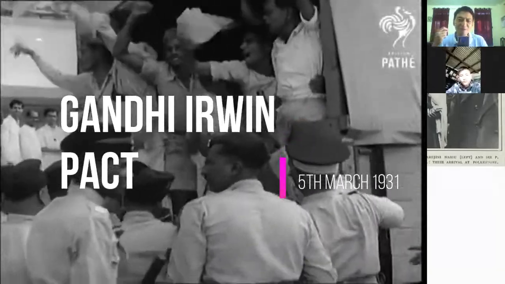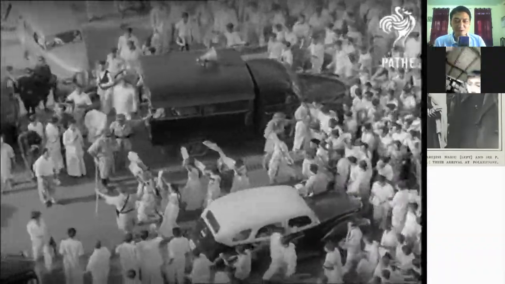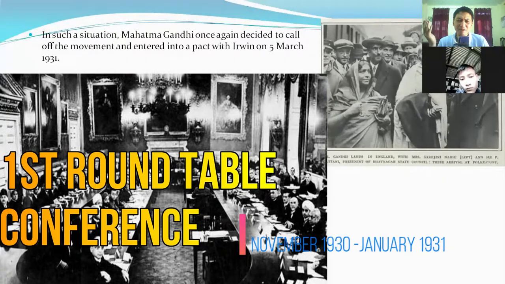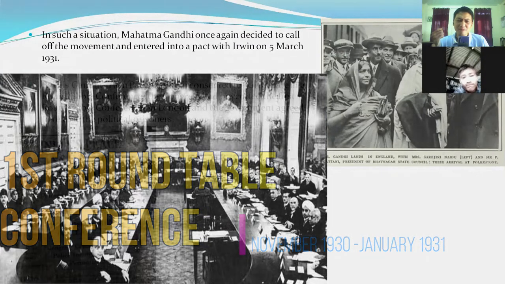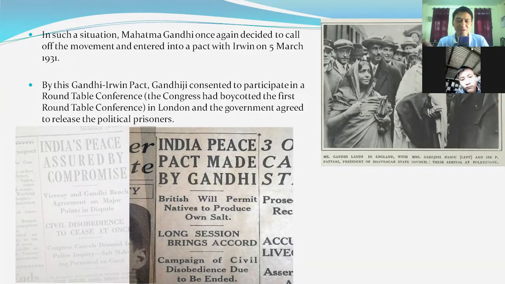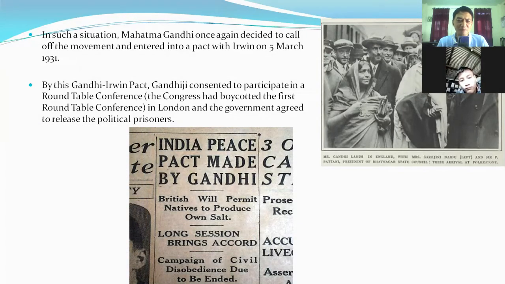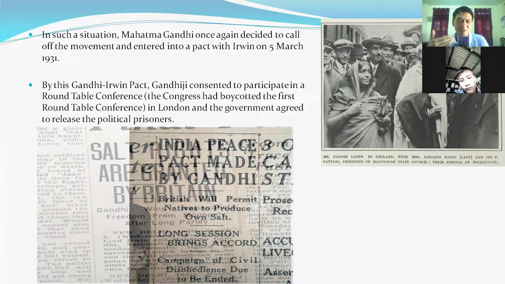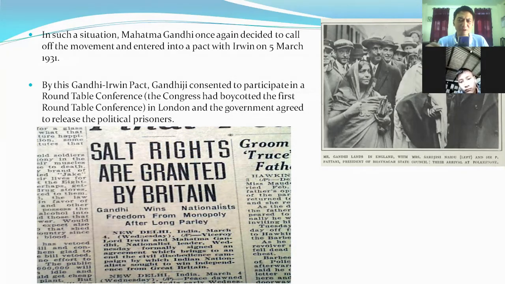Remember the first roundtable conference? Congress had boycotted it. By the way, the first roundtable conference was a great disappointment even to those who joined that conference. Gandhi agreed to join a second roundtable conference, and the government would release the political prisoners and also allow them to make salt for their own consumption. That means salt for your cooking or to use at home, not to sell.